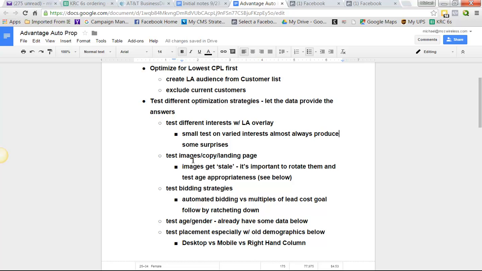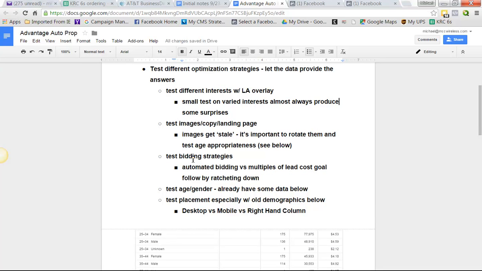At the same time, we want to test images, copy, landing pages, and I'm sure as you know, images get stale really fast on Facebook and we need to rotate them. And I also want to test for age appropriateness, and I'll talk about that in a second here.